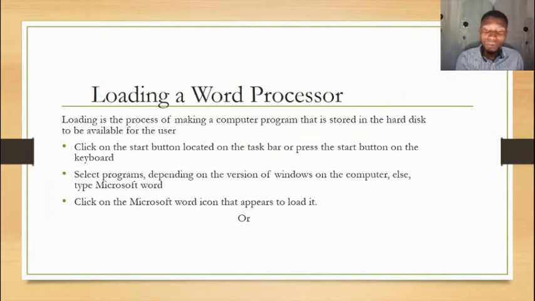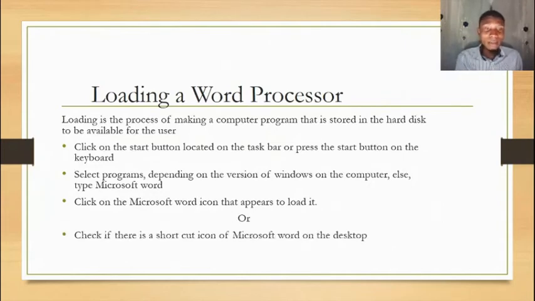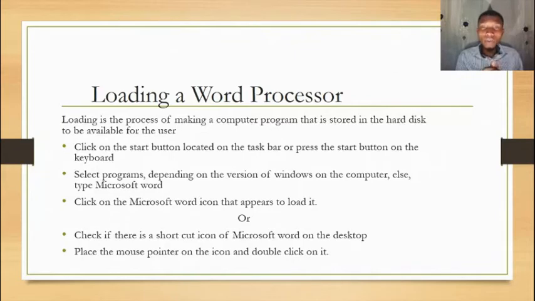Another way of doing it is you check if there is a shortcut icon of Microsoft Word on the desktop. On the desktop of your computer, you may have a Microsoft Word shortcut icon. If you have it, all you need to do is to place your mouse pointer on the icon and double click on it. When you double click on it, it's going to load the Microsoft Word program or the word processor.